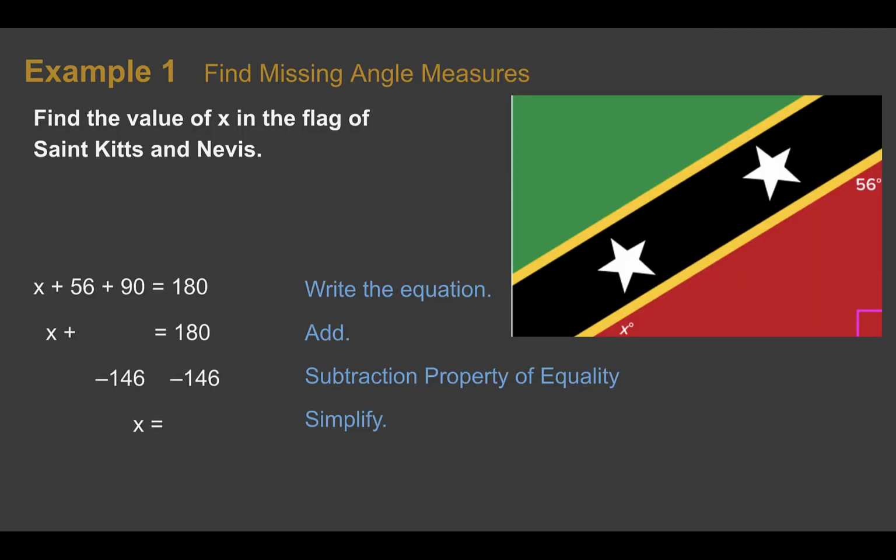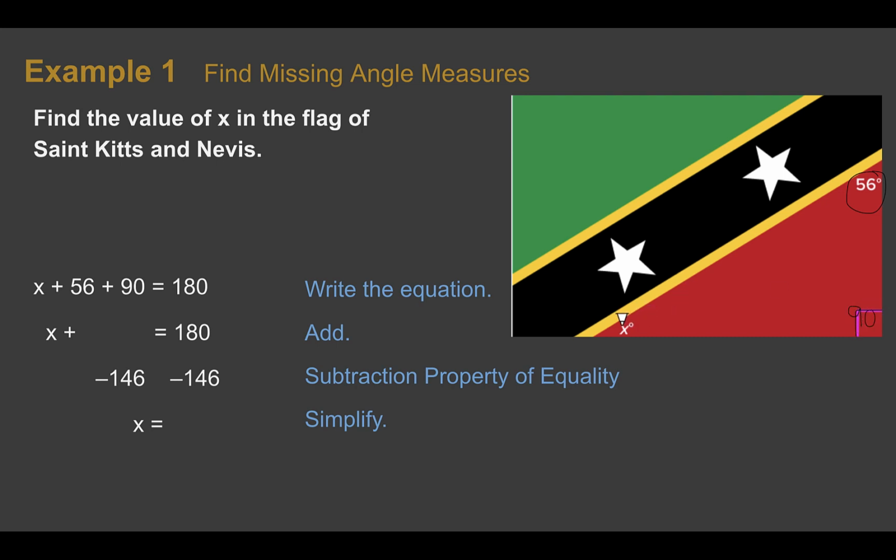Example 1. Find missing angle measures. Find the value of X in the flag of St. Kitts and Nevis. So down here we have a triangle in that red part. I can see they gave us an angle up here of 56. Down here it's a right angle as the corner, so I know that that is 90.